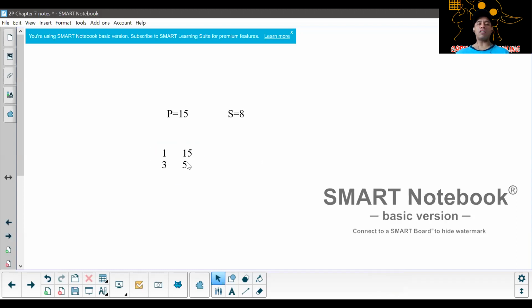Now, if you take a look at these two pairs, notice we have 1 and 15 and 3 and 5. So again, I want you to take a look at each pair, the 1, 15 and 3, 5, and figure out which two numbers, when we add them together, give us 8. Well, by process of elimination, 1 plus 15 gives me 16. So we know that our two numbers here are 3 and 5.